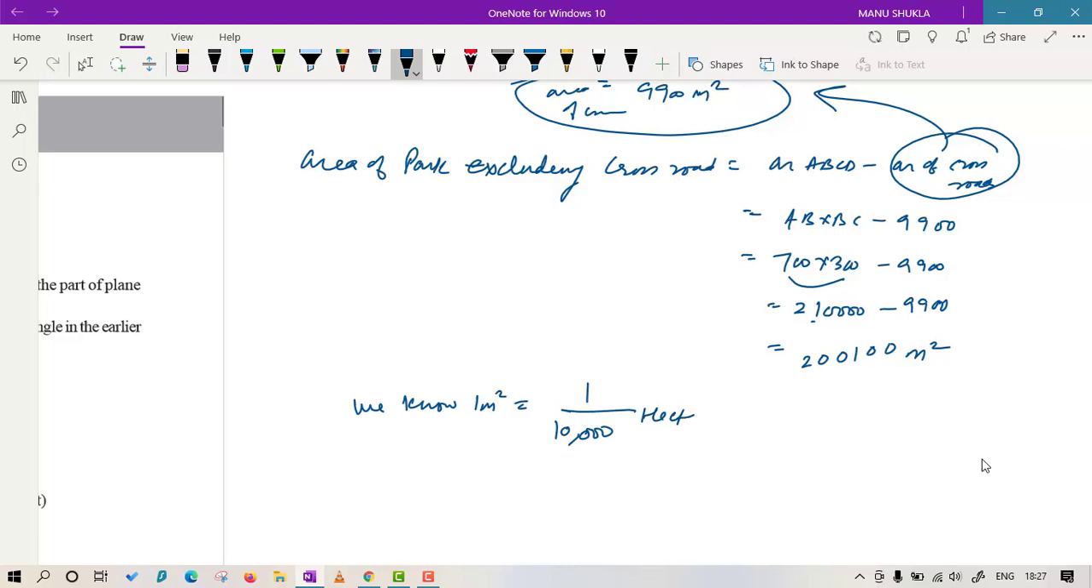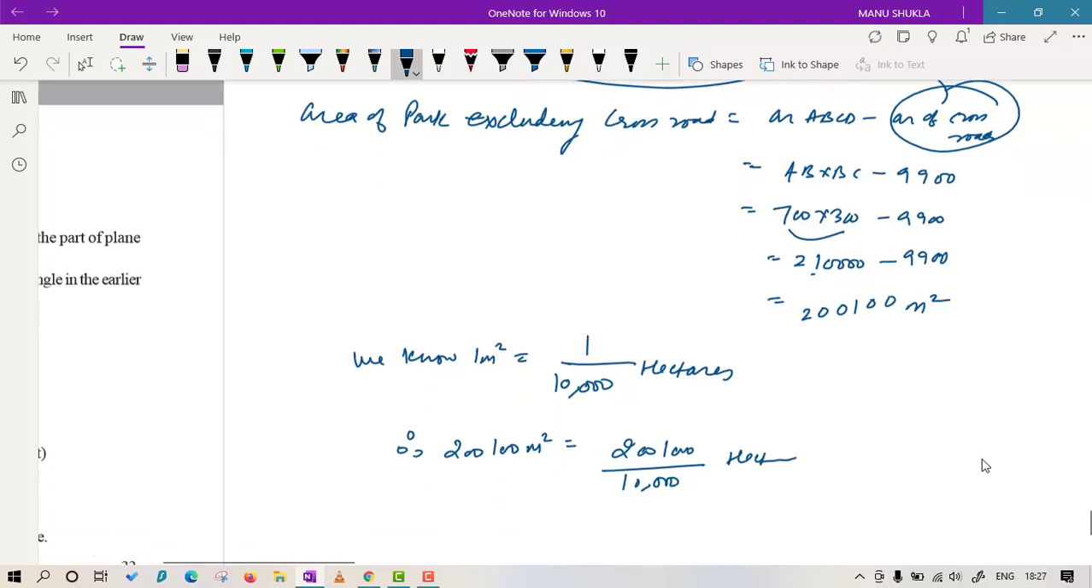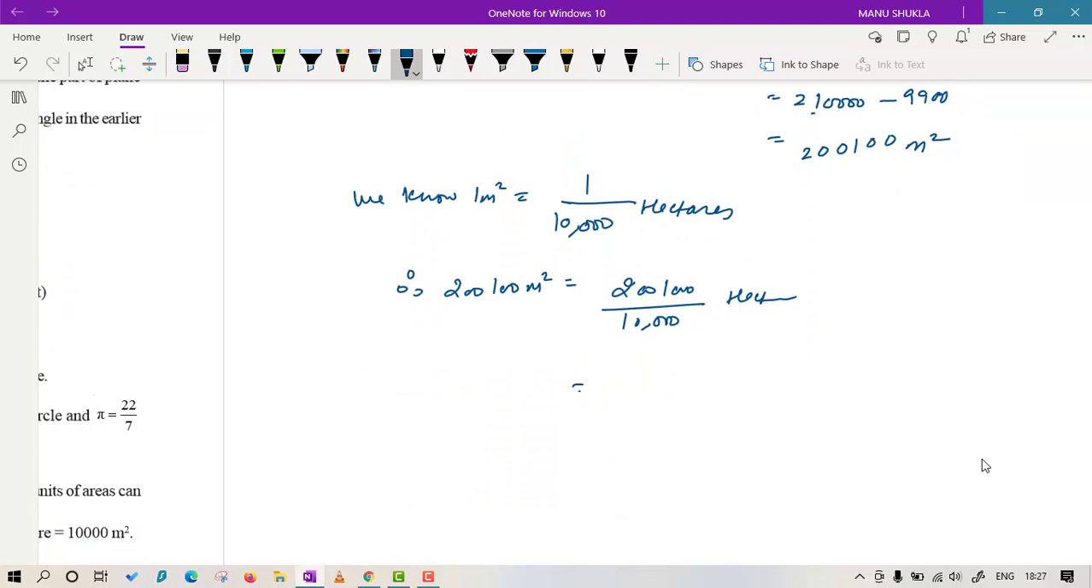Therefore, 2,001,000 meter square will be equal to 2,001,000 upon 10,000 hectares. This is the answer. You can solve it further. What will happen? 4 zeros will cut and we'll get the answer as 200.1 hectare. I think this is the answer in hectare. That's it. Thank you.